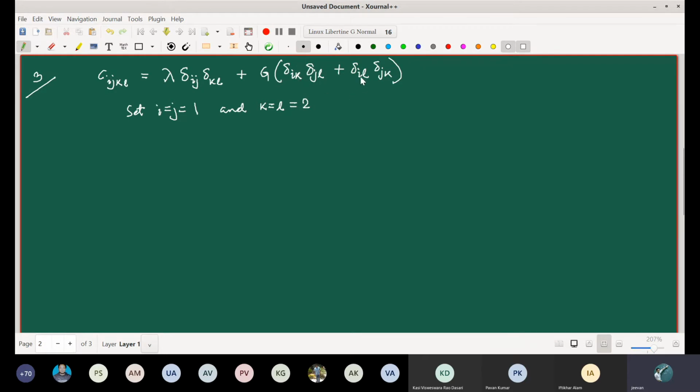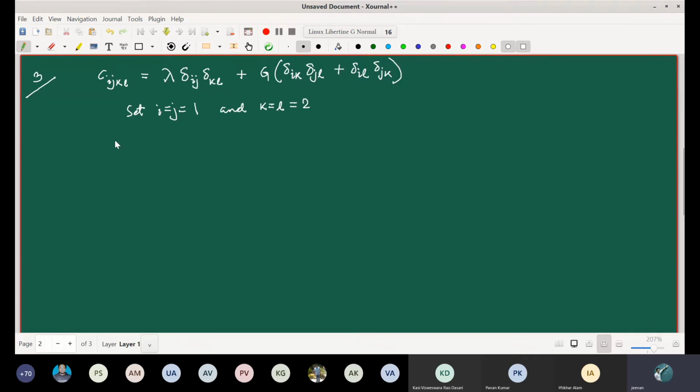So this term vanishes, this one becomes 0. Similarly, i equal to 1, l equal to 2 makes this term 0 also. So whenever the indices of the Kronecker delta are different, that term becomes 0. This entire second term involving the g becomes 0. But see here, we have i equal to j equal to 1. So this is delta 1 1, which is 1, and this delta 2 2 is also 1. So this lambda survives.